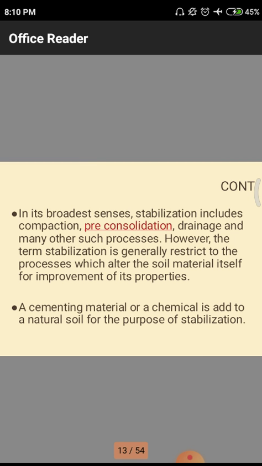Next one is pre-consolidation. Pre-consolidation is also related to compaction, but in consolidation we especially remove the water content using a differential settlement process, like constructing sand columns and stone columns. Those are pre-consolidation techniques. Next one is drainage. Drainage means that if there is no flow of water, the water has to stay in a particular position for a long period of time.